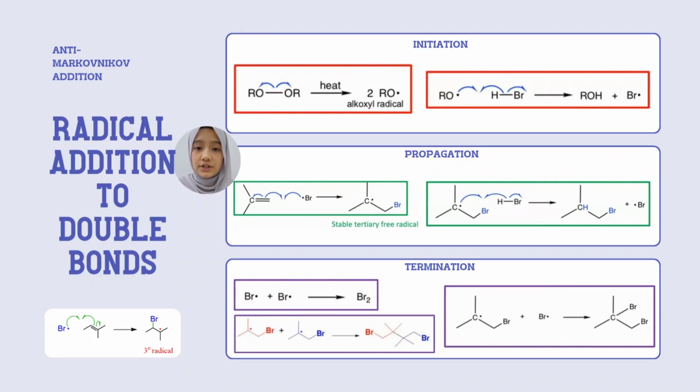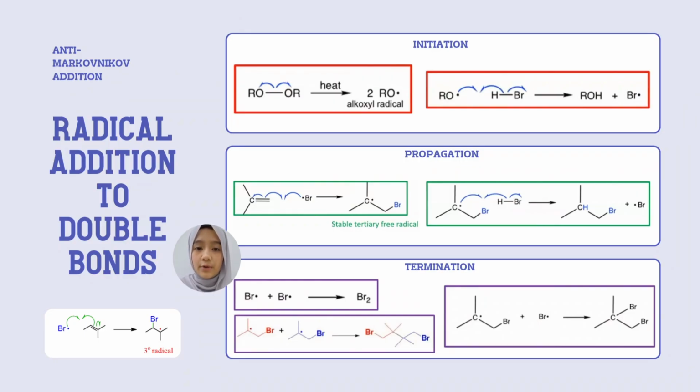Next, the reaction of the carbon radical with HBr. The carbon radical removes a hydrogen from HBr, forming a bromoalkane and also another new bromine radical. The newly formed bromine radical continues the chain by attacking another alkene. Lastly, we have termination. Termination occurs when radicals combine and no new radicals are formed.